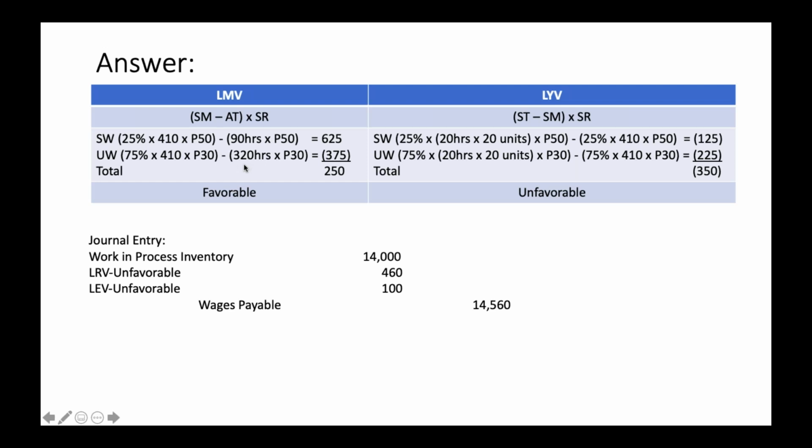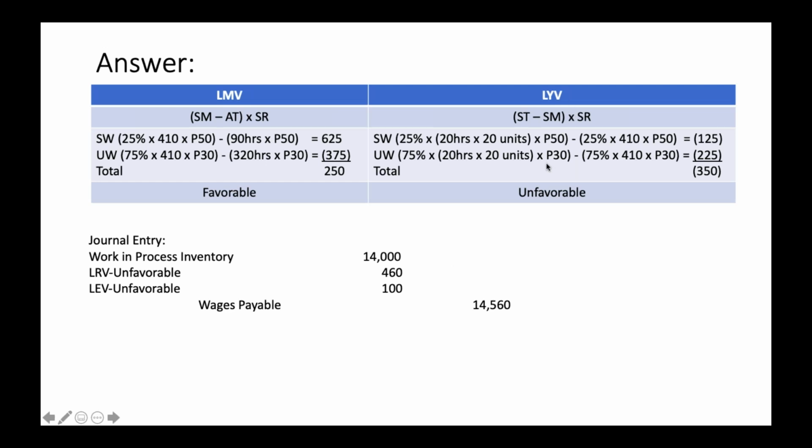As compared to unskilled workers, they actually work for 320, but 75% of 410 is 307.5. They should have finished the production within 307.5 hours, and yet they incurred 320. This is unfavorable. So we pay more for unskilled workers of 375. So adding the two, we have a greater favorable labor mix variance of 250.